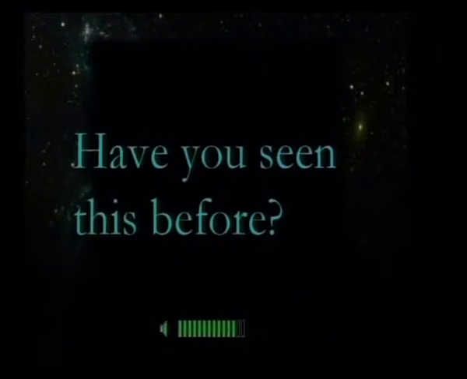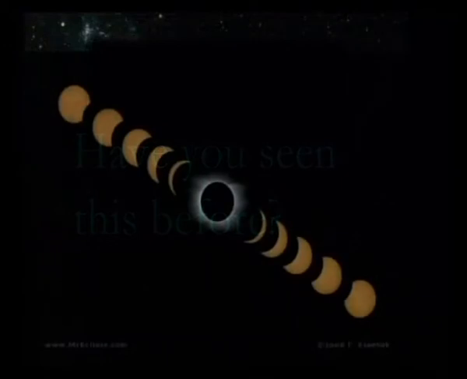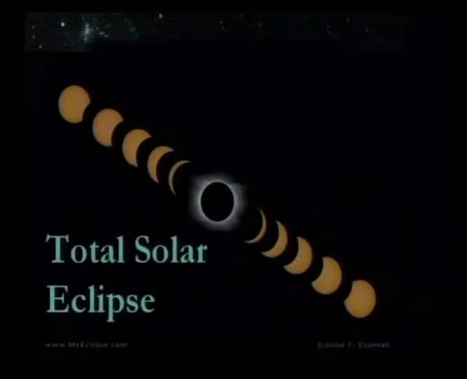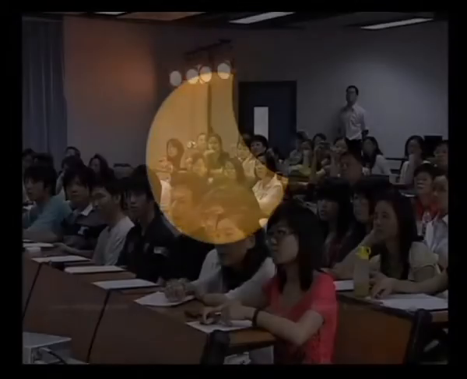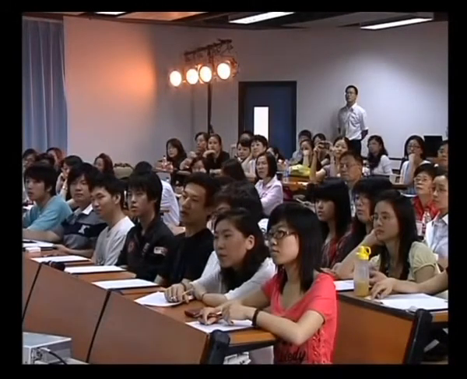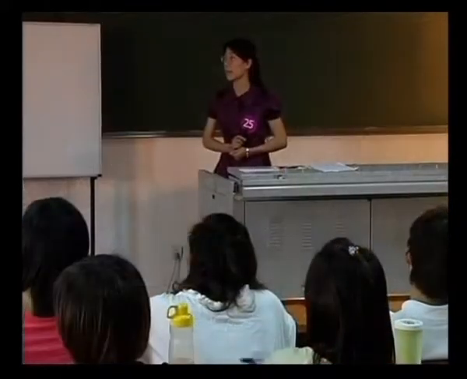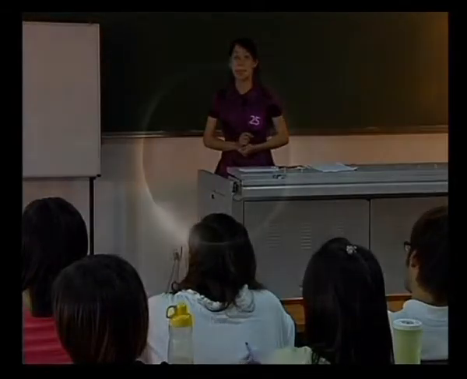Have you seen this before? Do you know how to say it in English? It's total solar eclipse. Let's get a closer look at the process. Watch closely. This is diamond ring.